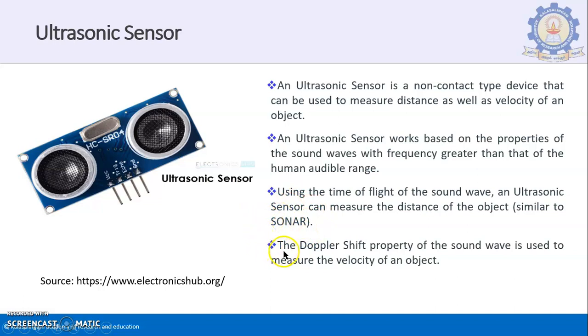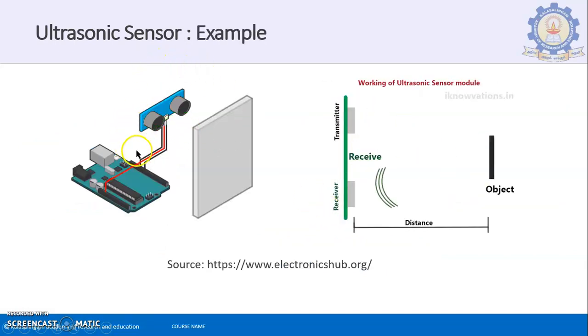The Doppler shift property of the sound wave is used to measure the velocity. When you use the formulas of Doppler shift, you will be able to measure the velocity of the object, at what speed that object is moving. So this is a next level application of an ultrasonic sensor. We'll be looking into basic examples of how ultrasonic sensors are used in the laboratory. Next, this is the example over here.